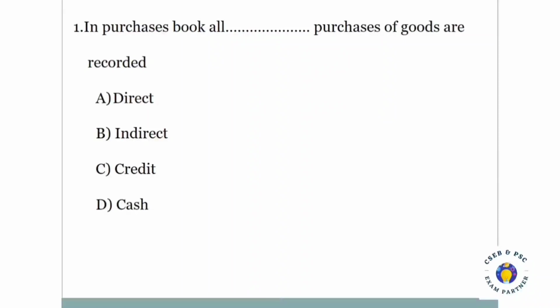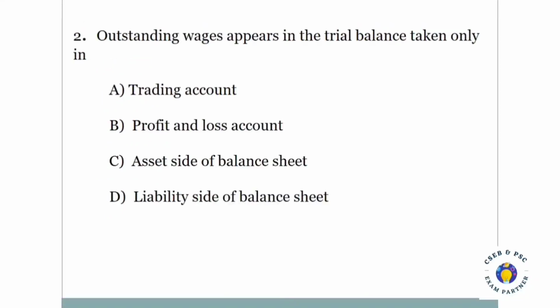Question number 1. In purchase book, dash purchases of goods are recorded. Option A direct, option B indirect, option C credit, option D cash. Answer is option C credit.